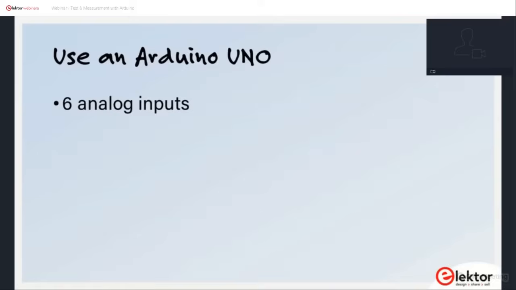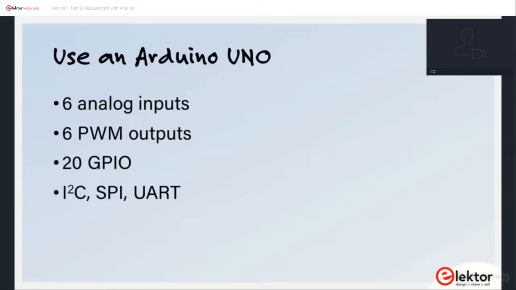The Arduino UNO has 6 analog inputs, and signals in the range from 0 to 5 volts can be connected directly to the extension headers. Signals outside this range will need some sort of amplification or attenuation circuit that can be mounted on, for instance, a breadboard. The UNO has 6 semi-analog PWM outputs and in total up to 20 digital inputs and outputs. Of course, Arduino also supports several types of serial buses, so digital sensors can be used too.